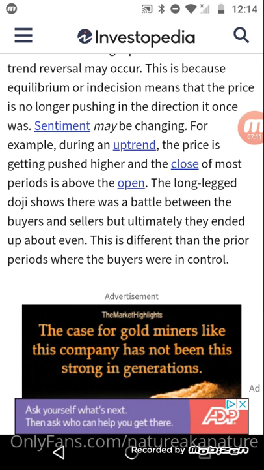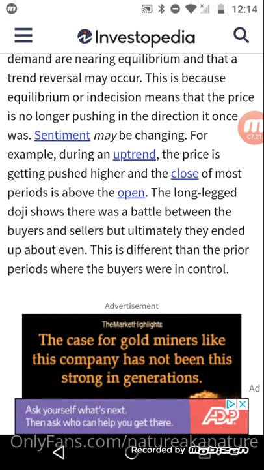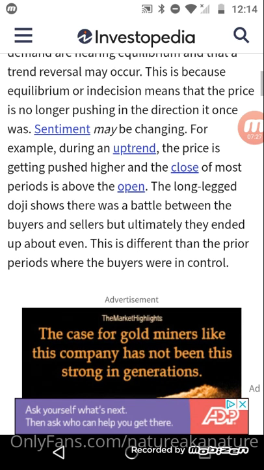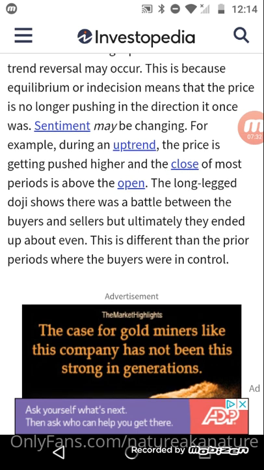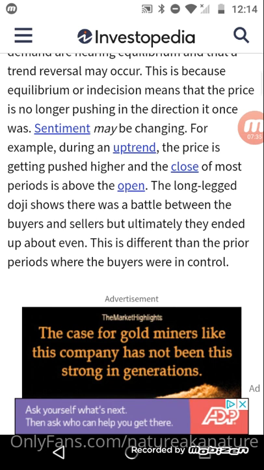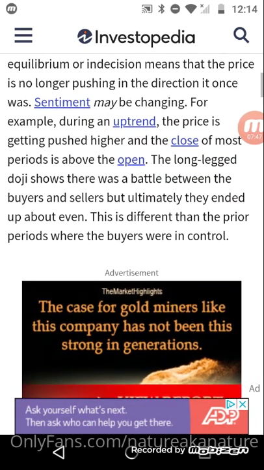So this is because it's equilibrium or indecision, meaning that the price is no longer pushing in the direction it once was. It's just going sideways, and it may be changing. For example, during the uptrend, the price is getting pushed higher and higher, closing most periods above the opening. Then the long-legged doji shows there was a battle between the buyers and the sellers, but ultimately they ended up about even. Then a consolidation period, where it was going sideways.